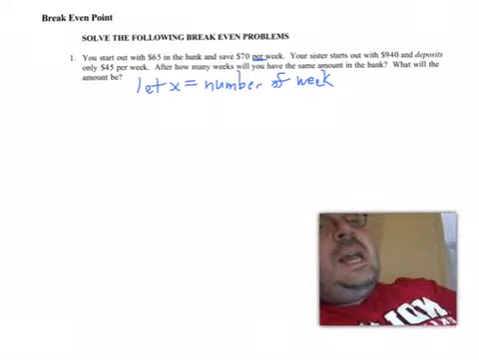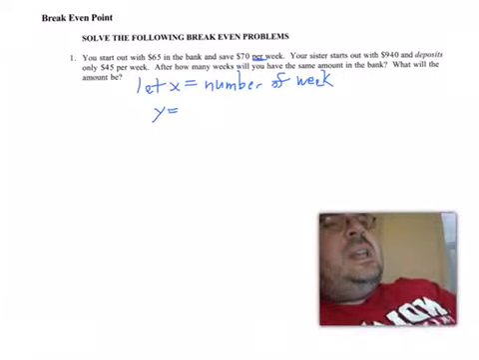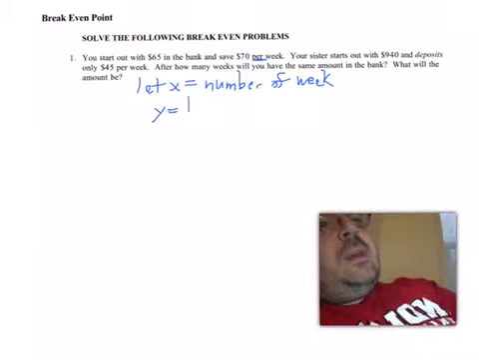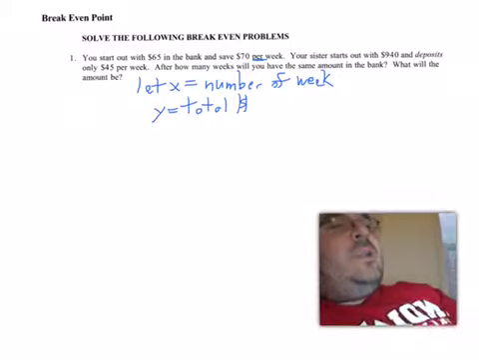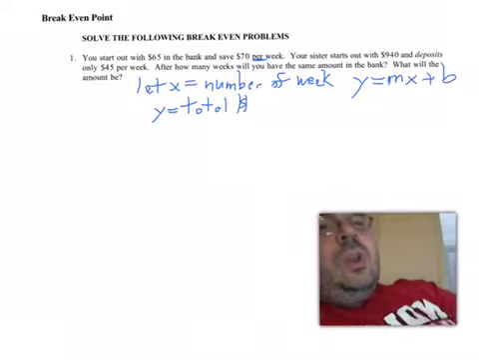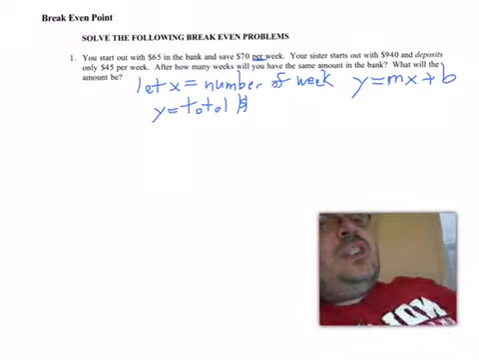And then Y is going to be the thing that I'm interested in that's growing, so ultimately my totals are going to grow, so Y will be the total amount of money in the bank, okay? And what I've said before is our goal is to make equations that look like this. Y equals mx plus b, where b is a fixed starting amount and mx is the changing amount.